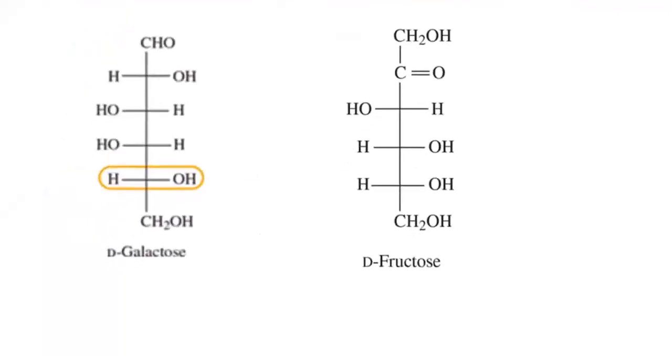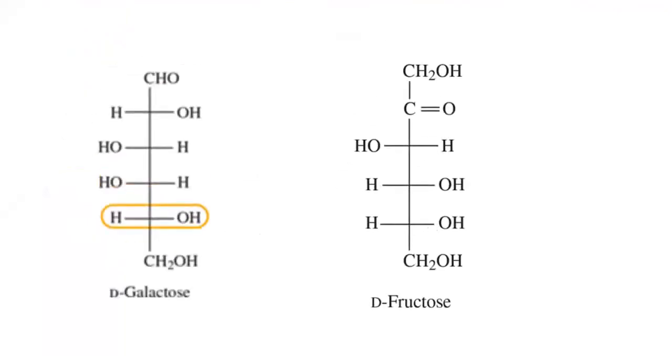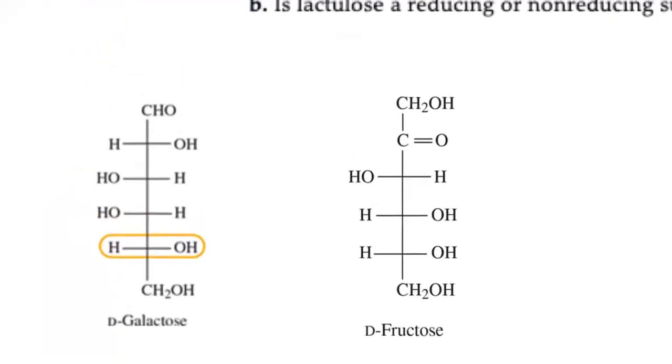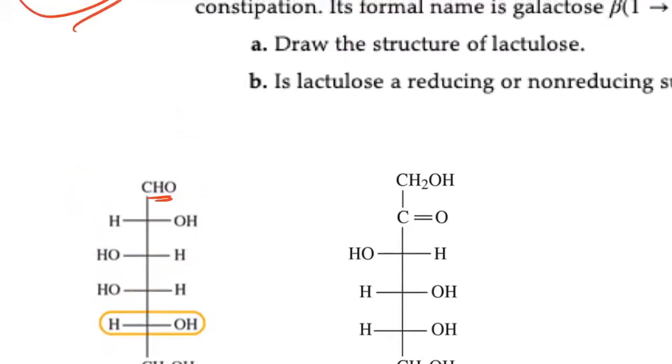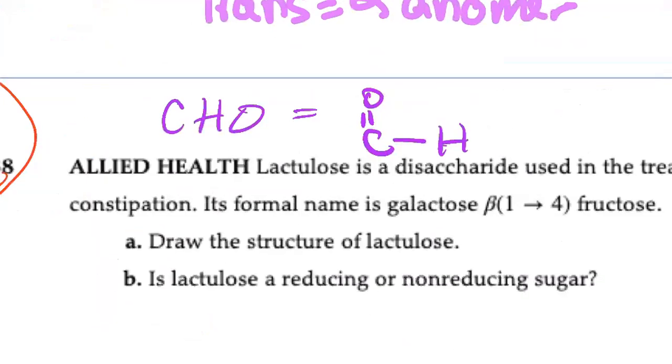Okay, so the first thing is that I want to draw these in a ring structure form. But what you have to remember is anytime you see this CHO, what does that actually mean? So I wrote it up here. CHO is really a carbonyl carbon that's attached to a hydrogen. You just kind of have to know that. That's how they abbreviate it.